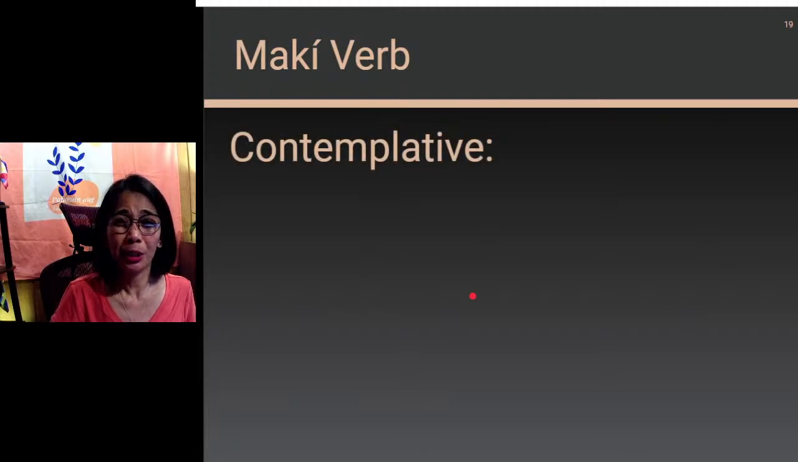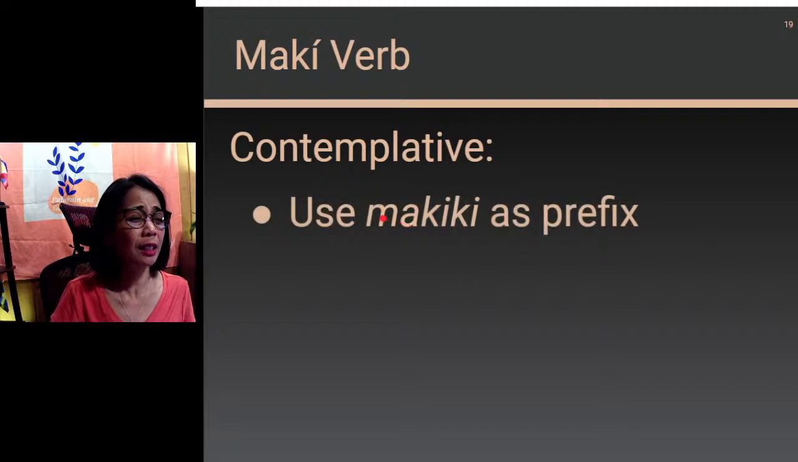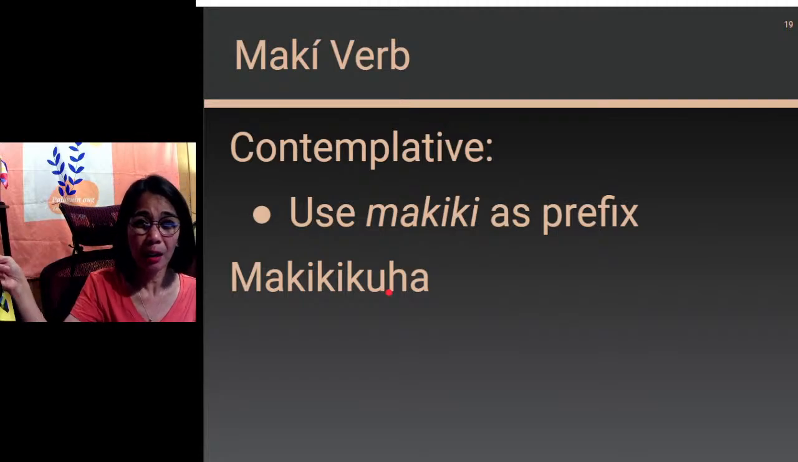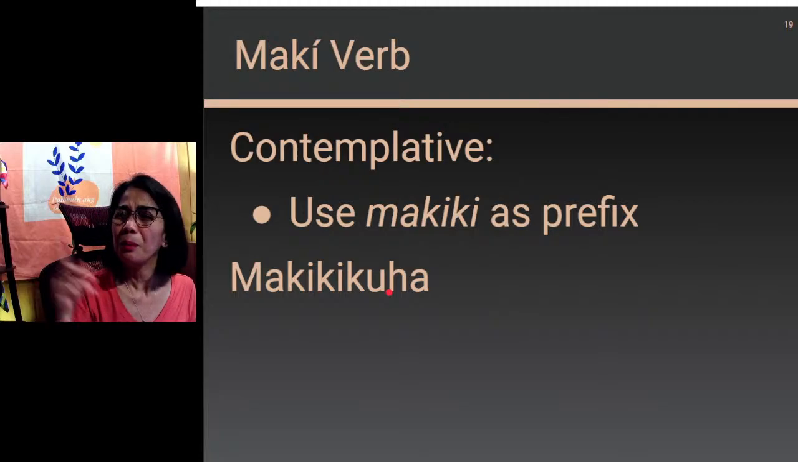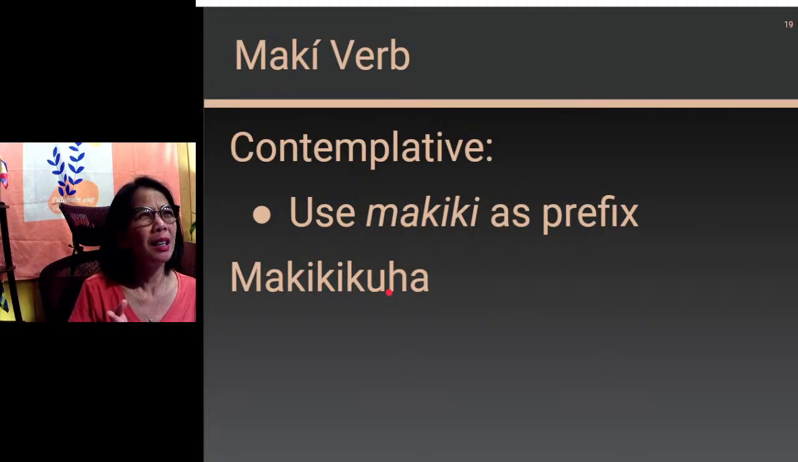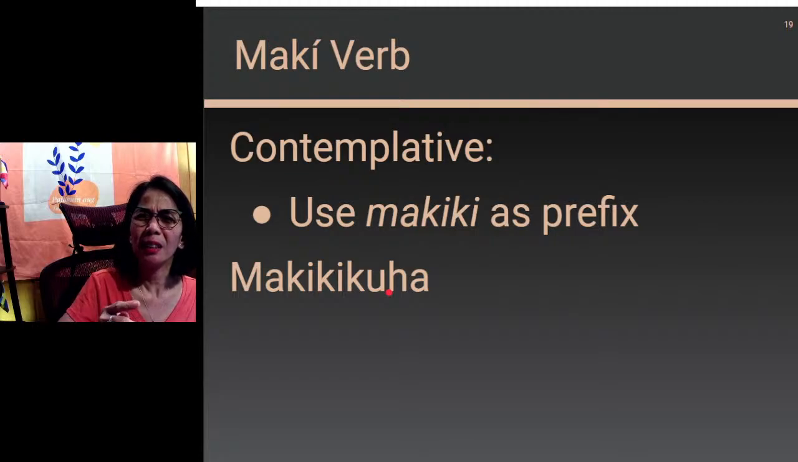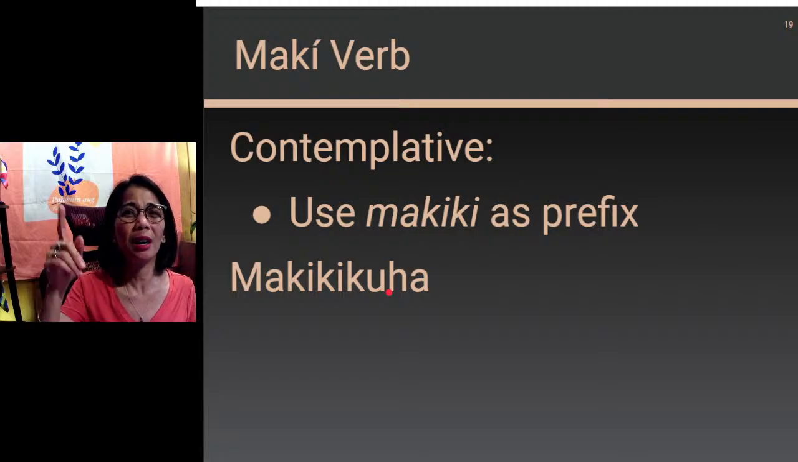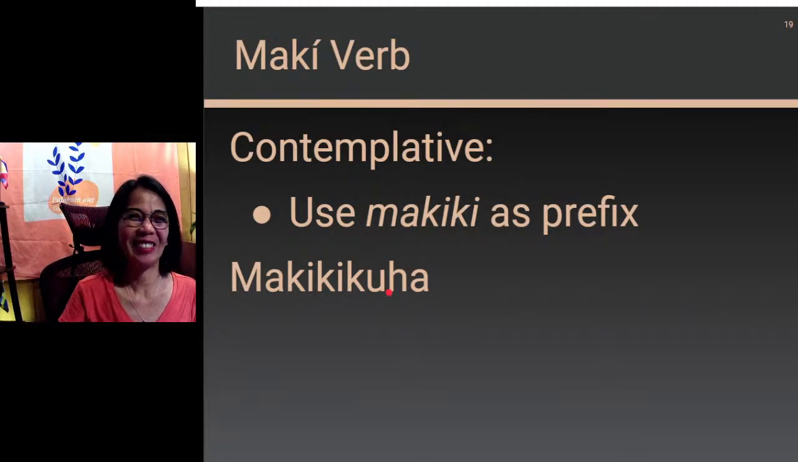Let's do future tense. For future tense, you use the prefix makiki. Makiki. Makikikuha. I'm still thinking of it. Makikikuha ako ng pasalubong. Makikikuha ako. Another example of makikikuha: for example, your neighbor has a tree with lots of fruits. The Philippines is a good scenario, right? What are the trees in the Philippines? Guava tree, mango tree. Okay. Makikikuha ako ng mangga.